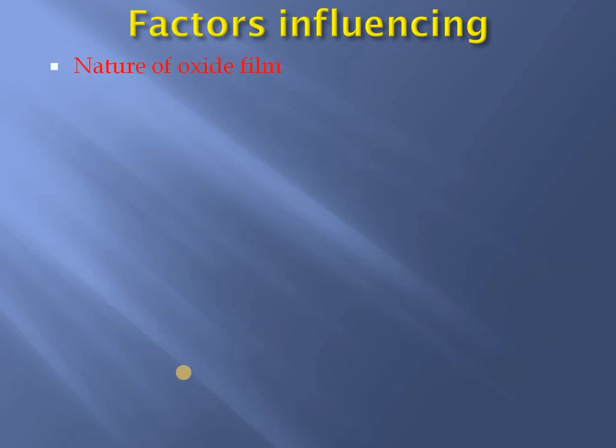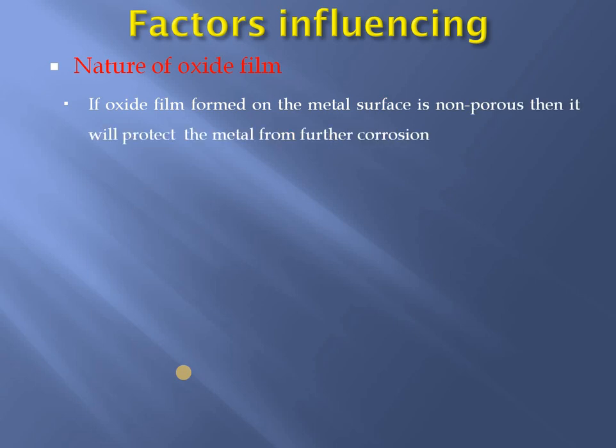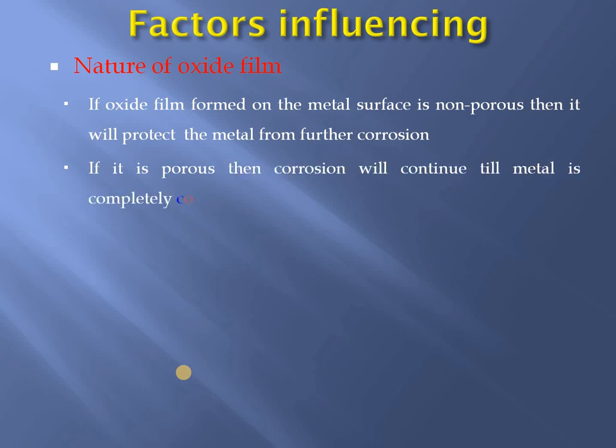The next factor is the nature of oxide film. We know that there are 4 types of metal oxide films. If the oxide film formed on the metal surface is non-porous, then it will protect the metal from further corrosion. If the film is porous, then the corrosion will continue till the metal is completely corroded.